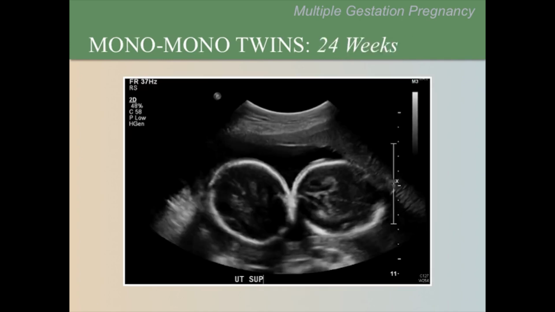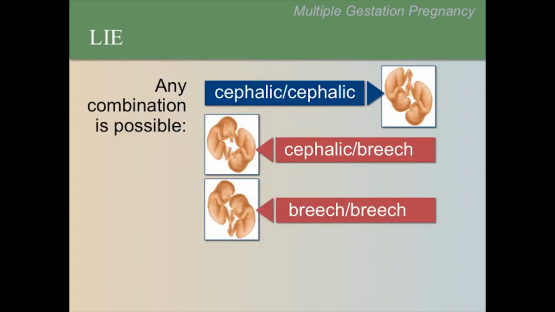This is a scan taken later in the same pregnancy. Again, notice that there is no separating membrane between these twins. It is important to note the fetal lie of the twins as the time gets closer to delivery. Fetal lie refers to the orientation of the fetal spine in relation to the mother's spine and can be either longitudinal or transverse. A longitudinal lie can either refer to a fetus that is head down in cephalic presentation or head up in breech presentation.